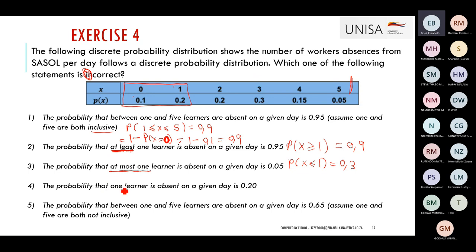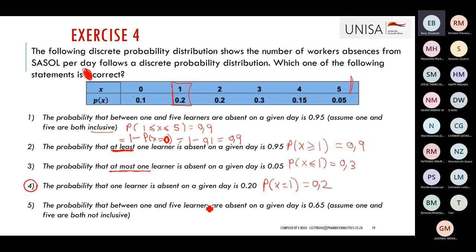The probability that 1 learner is absent. What do they mean? Equal to 1. And that probability is equal to? 0.2. Not 0.2, because it is just this probability here, which means there is a typing error on this question, and I think I got it from last year's tutorial letter on questions, which means the answer is option 4. It should have said which one of these statements is correct.